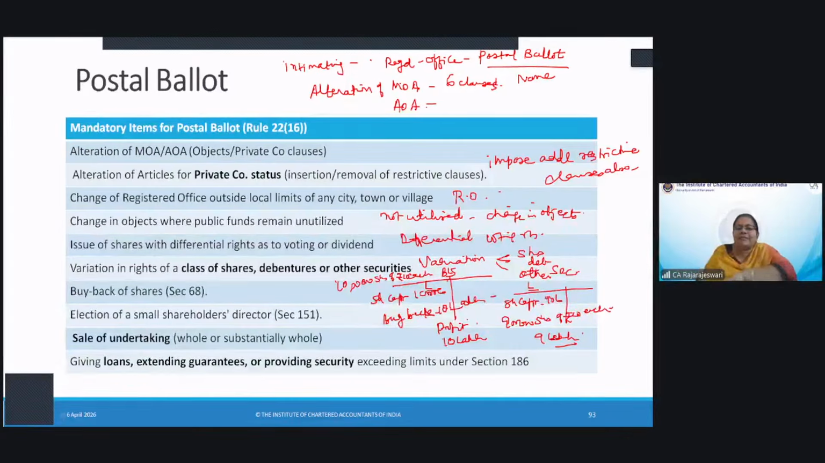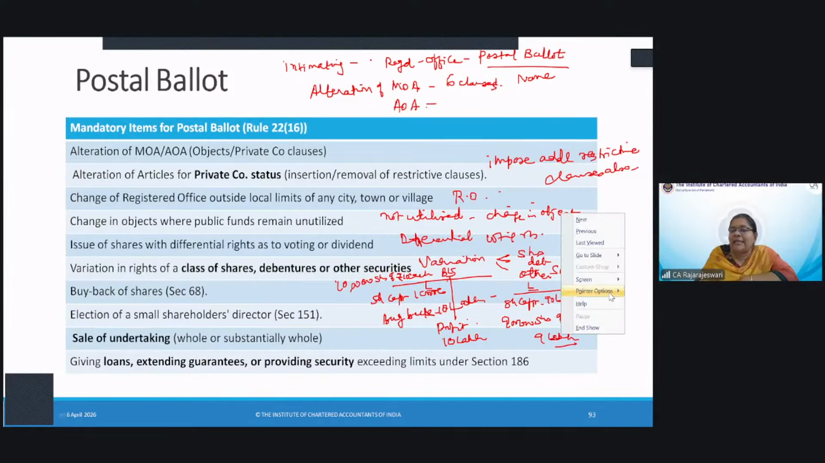So buyback of shares, you reduce the liability of the company by buying back the shares. So that is the impact. For that, postal ballot has to be obtained, and you can do it only by a postal ballot.